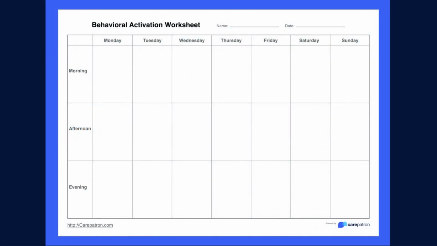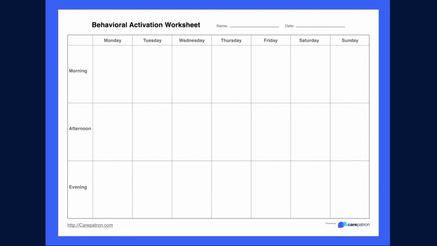As you can see, the worksheet is presented as a table. There are 3 rows: morning, afternoon, and evening, and then 7 columns, 1 for each day of the week. The patient should consider the specific behaviours that they want to engage in during each day and log them prior to the beginning of the week.